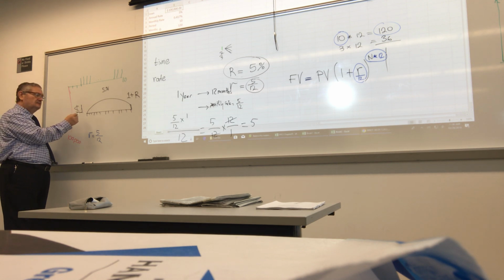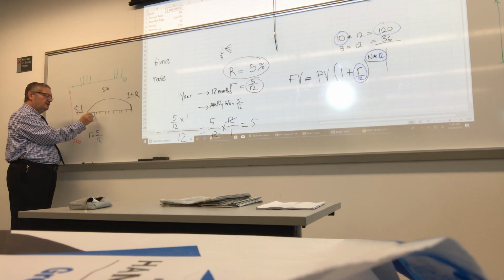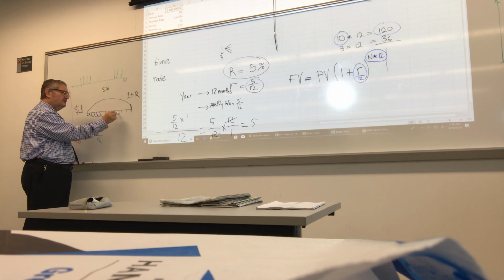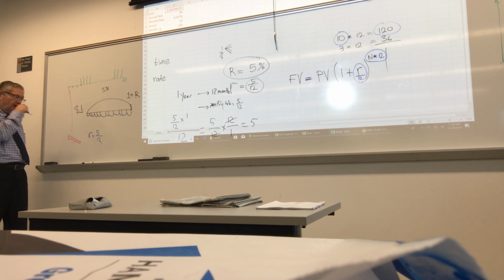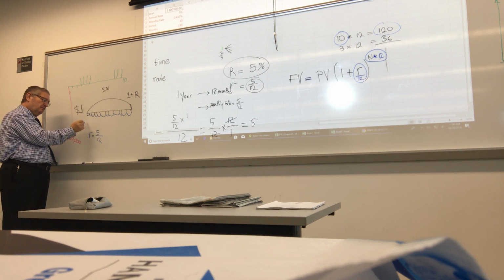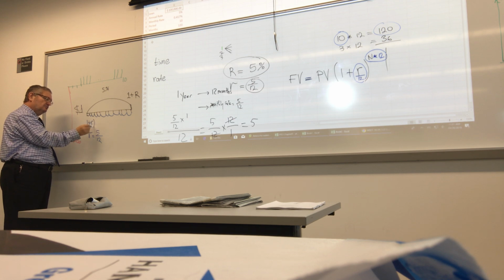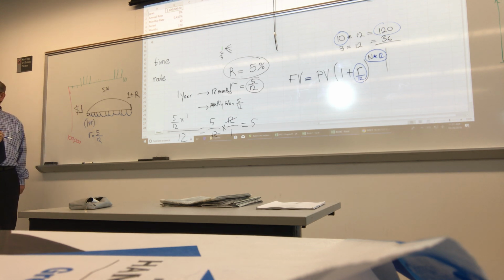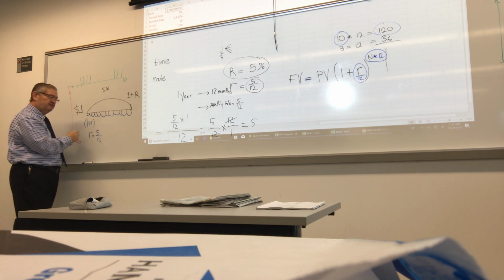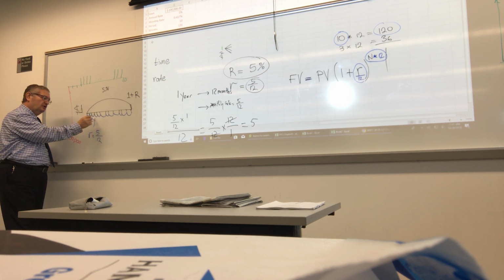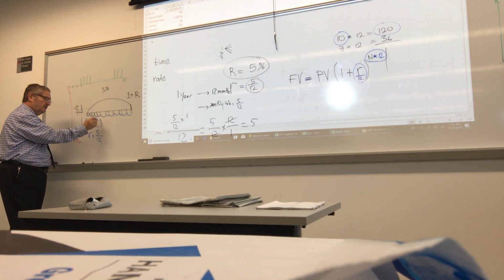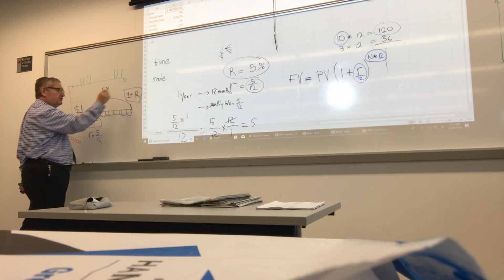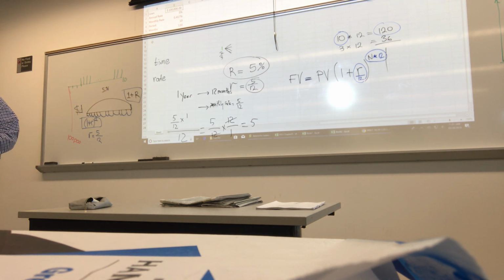I have $1. I get the dollar in 1 month, 2 months, 3 months, 4 months, 5 months, 6 months, 7, 8, 9, 10, 11, 12 months. If the dollar within a month gets 1 plus small r, for all the year, how many of these do I have? 12. I have 12 months, which means this information and this information should be the same. Is it the same or not?